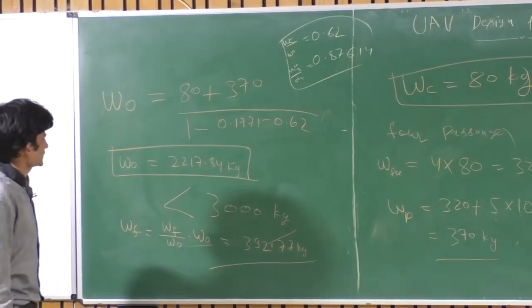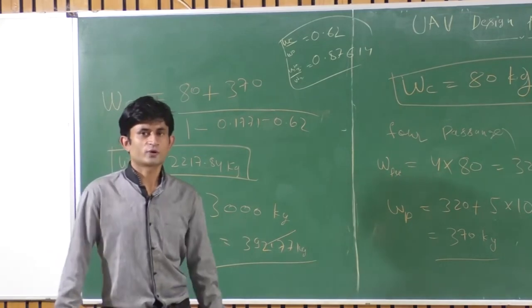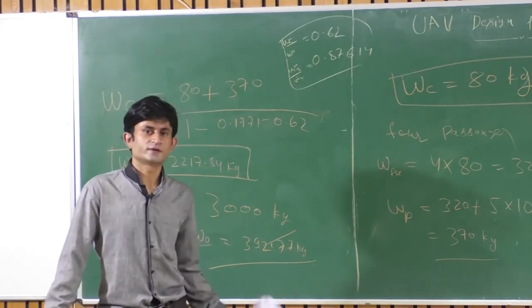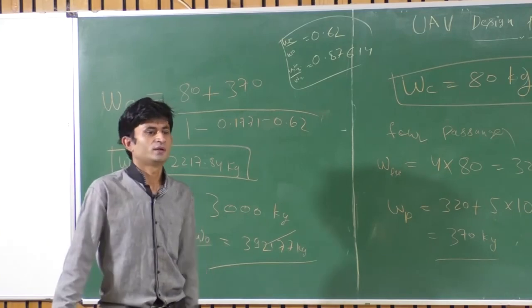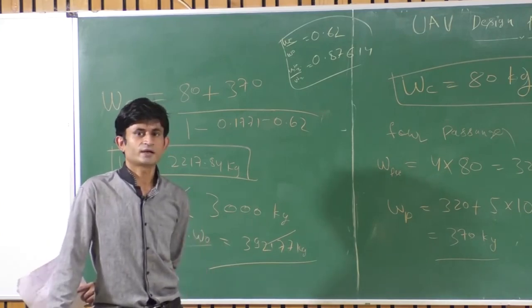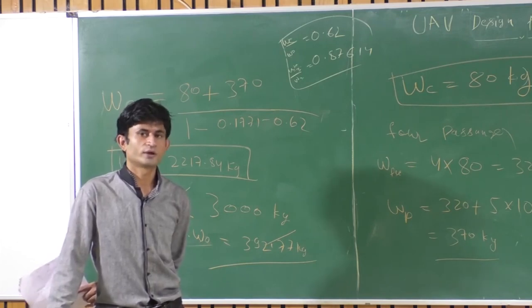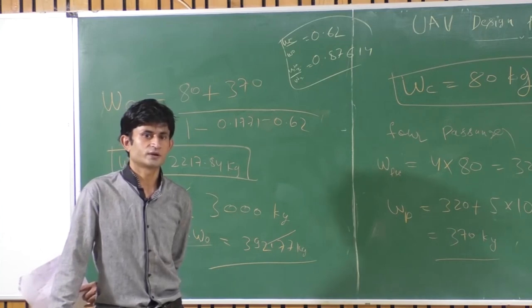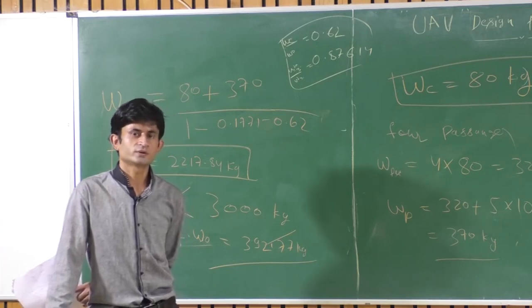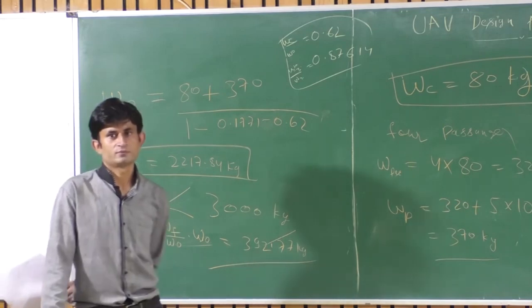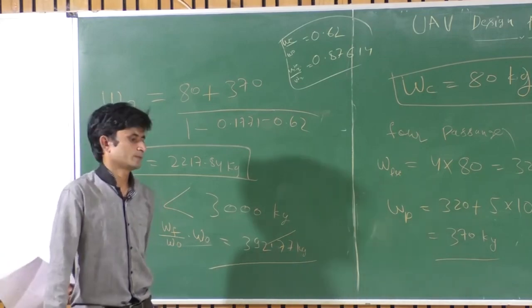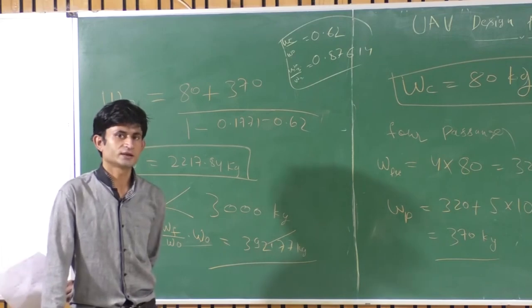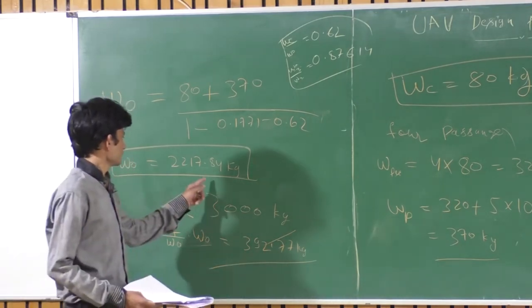So our weight is estimated, right? This weight. But your aircraft is flying. How will you lift this weight? This much weight, 2217.84 kg, you have to lift. And you know, aircraft wing can lift the whole aircraft, right? Means 90% of the lift is coming from the wing. So how long and how wide your wing should be in order to meet this requirement, like lifting this much kg of weight? So next we will see the wing design for lifting the weight, okay?